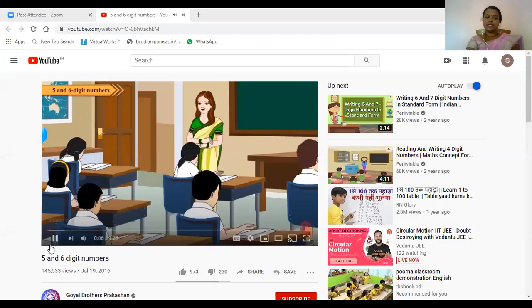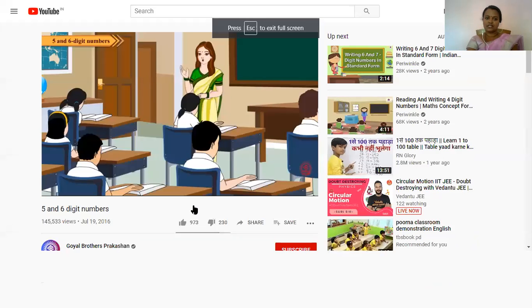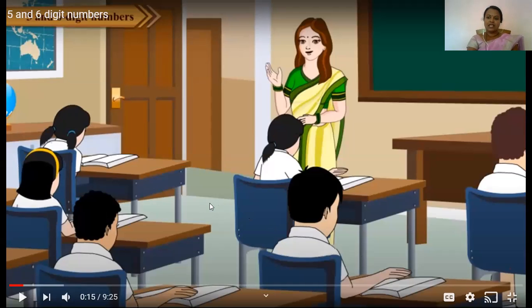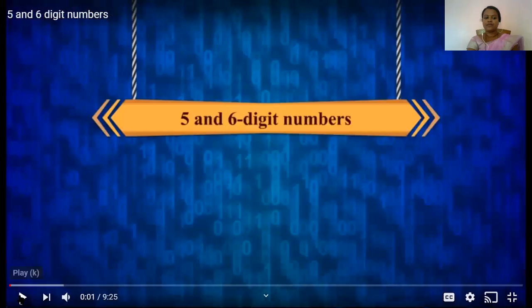So when we talk about 5 and 6-digit numbers, they are based on the numbers formed from the 4-digit numbers. Can you tell me how a 5-digit number would be formed? Yes, it is from the greatest 4-digit number, 9,999. When you add 1, you will get the smallest 5-digit number, that is 10,000. So let us see ahead.